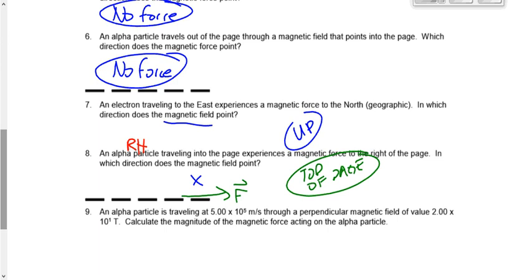Okay, we're going to finish off class today with just an equation that describes the magnitude of this force. We won't go anywhere with that. We'll do some problems involving the magnitude of the magnetic force tomorrow, but I just want to touch on it today so that we're kind of ready to hit the ground running tomorrow.